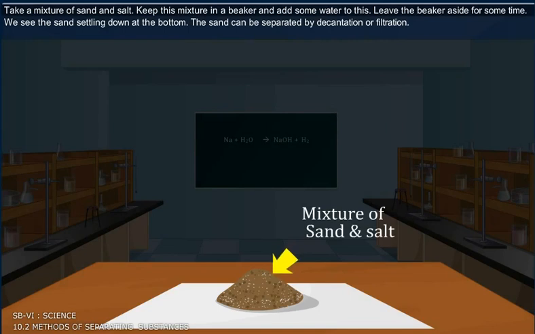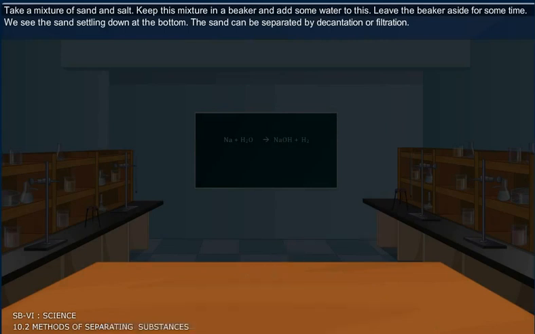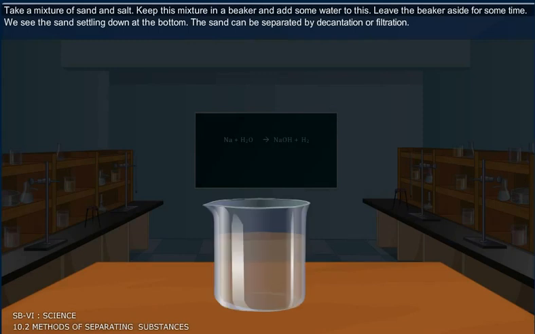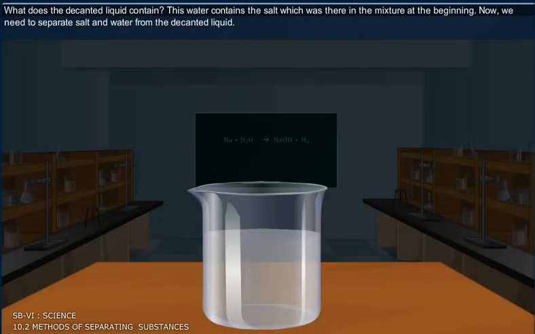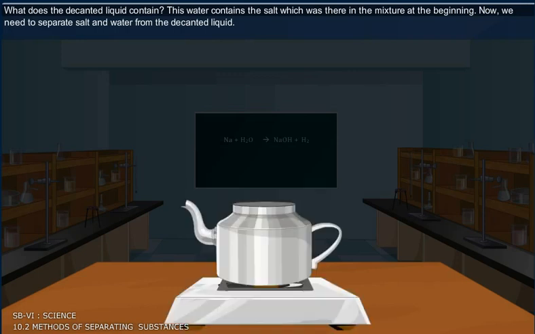Take a mixture of sand and salt. Keep this mixture in a beaker and add some water to this. Leave the beaker aside for some time. We see the sand settling down at the bottom. The sand can be separated by decantation or filtration. What does the decanted liquid contain? This water contains the salt which was there in the mixture at the beginning. Now, we need to separate salt and water from the decanted liquid.